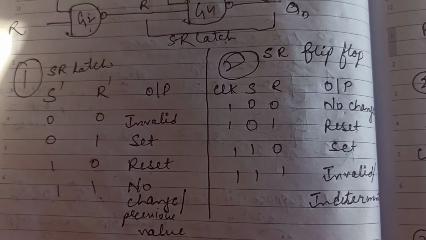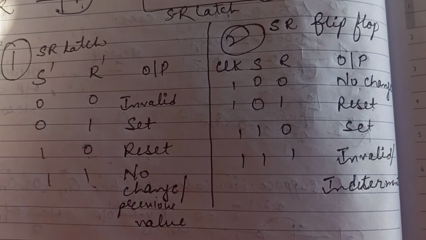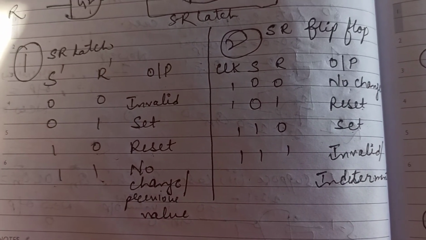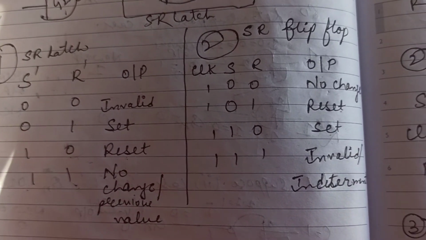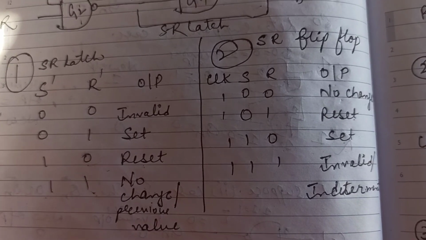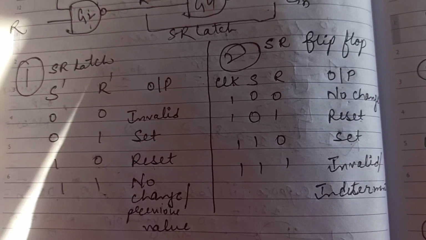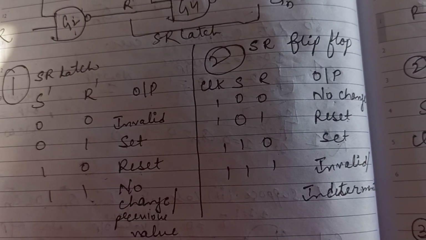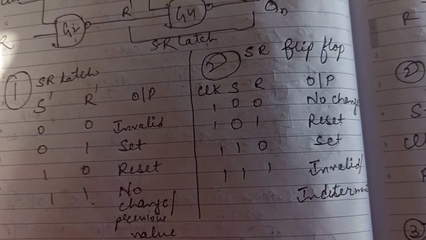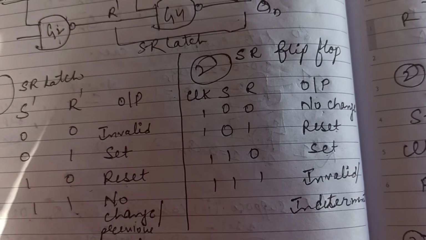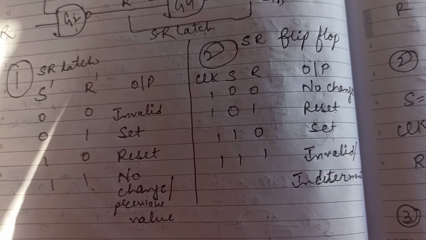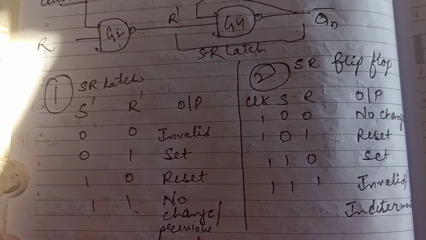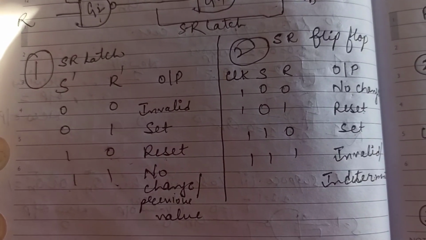Here we will mainly discuss the SR flip-flop. See, in the case of the SR flip-flop, when S equals 0 and R equals 0, the output is no change. When S equals 0, R equals 1, the output is reset. When S equals 1, R equals 0, the output is set. When both values are equal to 1, the output is invalid, or we can say indeterminate, that can't be determined. There is no confusion between the SR latch and the SR flip-flop.